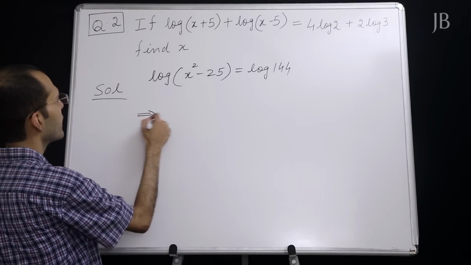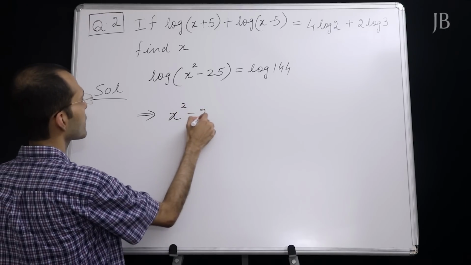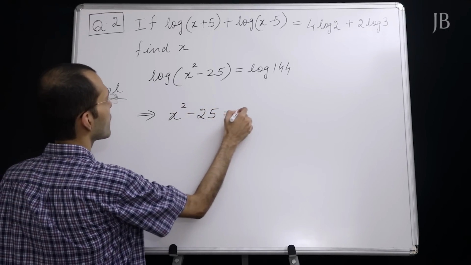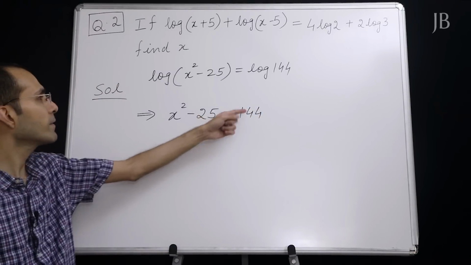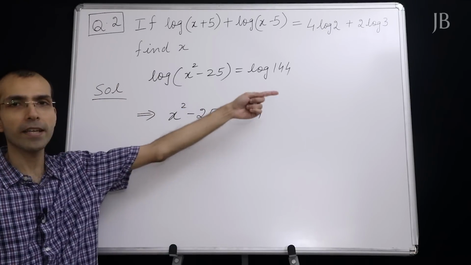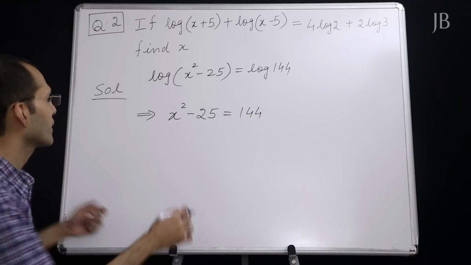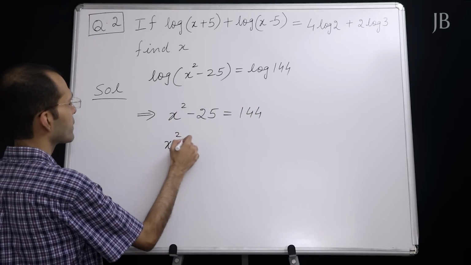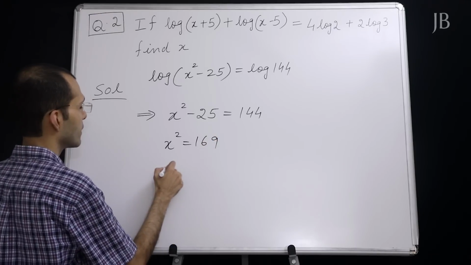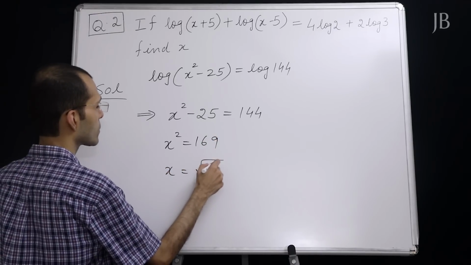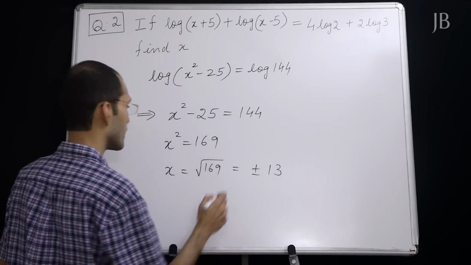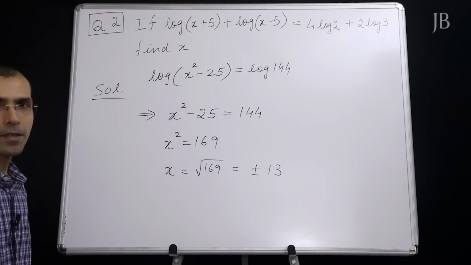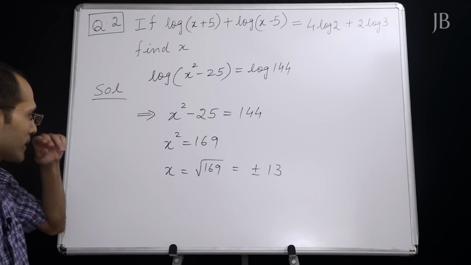So on this reasoning, this will imply x square minus 25 is equaling 144. X square minus 25, log of this is equaling log of that, so this will equal that. So this will be x square is equaling 169, x will be square root of 169, which is plus or minus 13. Okay, this is done.